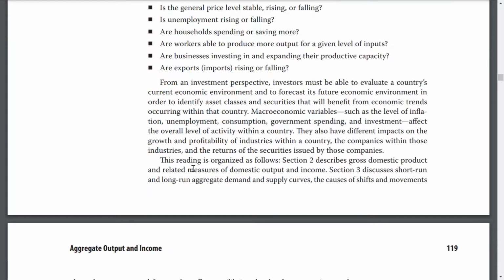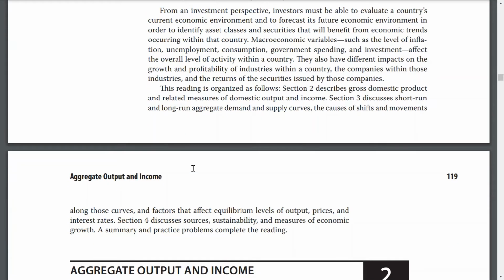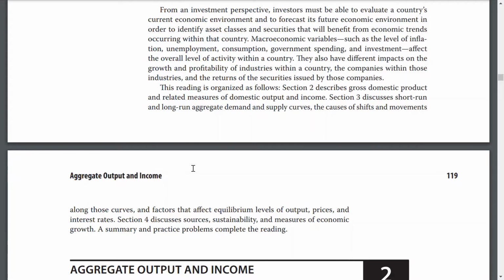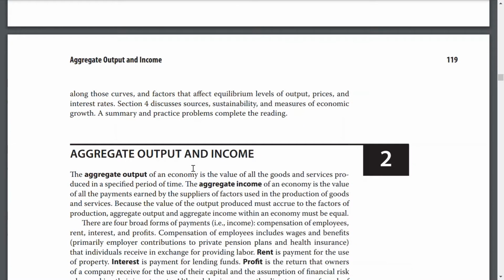This reading is organized as follows. Section 2 describes gross domestic product and related measures of domestic output and income. Section 3 discusses short-run and long-run aggregate demand and supply curves, the causes of shifts and movements along these curves, and the factors that affect equilibrium levels of output, prices, and interest rates. Section 4 discusses sources, sustainability, and measures of economic growth. A summary and practice problems complete the reading.